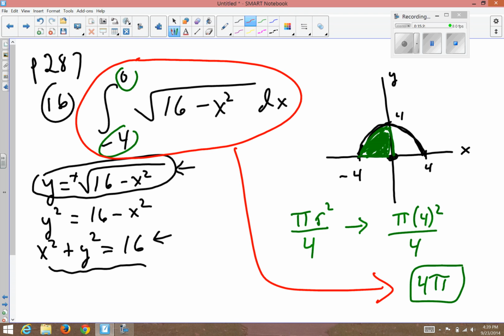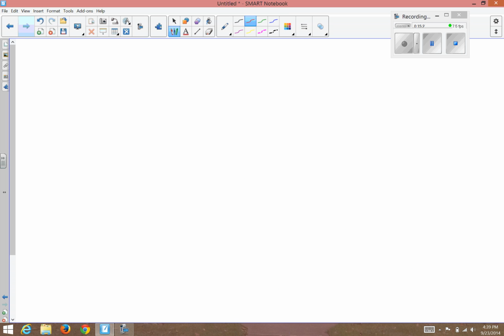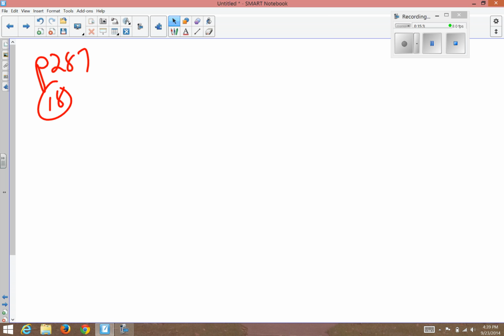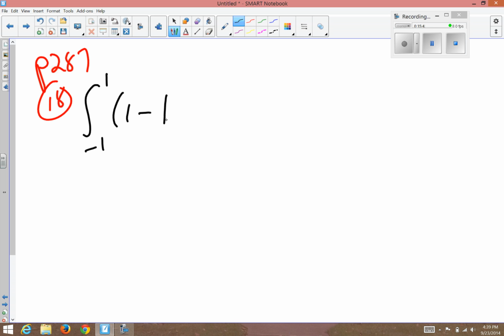Next one is number 18. The integral from -1 to 1 of 1 minus the absolute value of x dx.